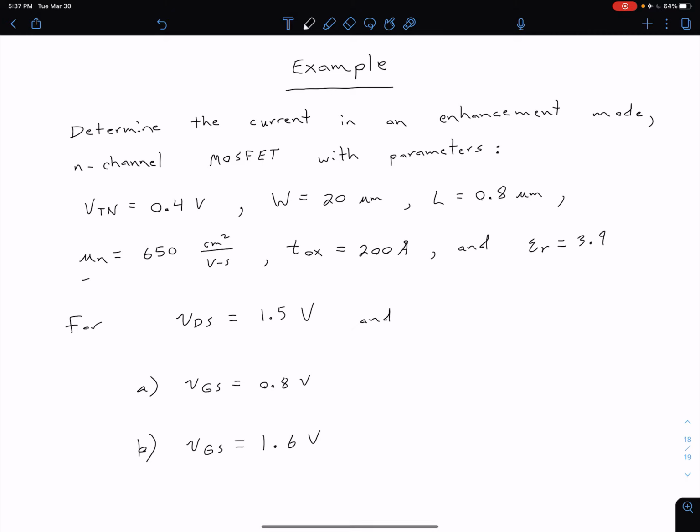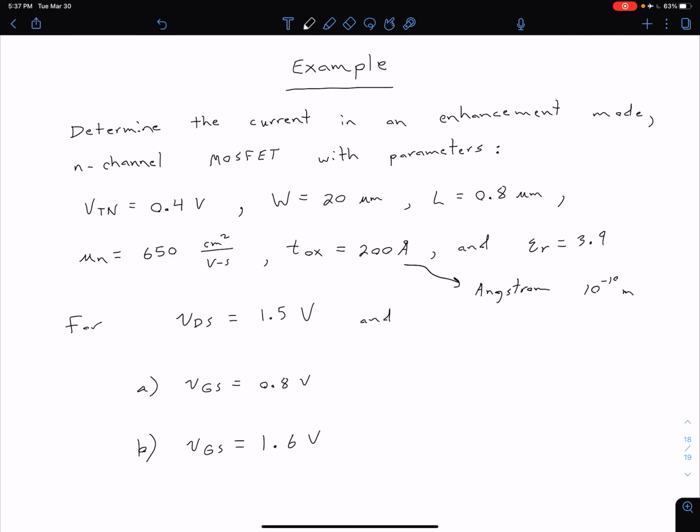We have our electron mobility in the inversion layer is 650 centimeters squared per volt second. Our oxide thickness is 200 angstroms. Let me pause for a second and say you might not have seen this unit before, or in a while, but the A with the little circle on the top is angstroms. An angstrom is 10 to the minus 10 meters. Oftentimes we'll refer to these oxide thicknesses in either angstroms or nanometers. So that'd be a 20 nanometer oxide thickness, for instance.